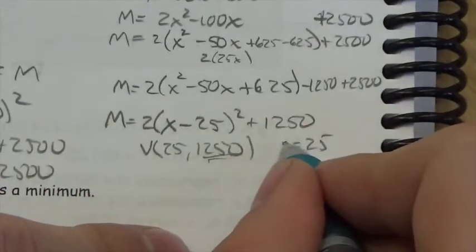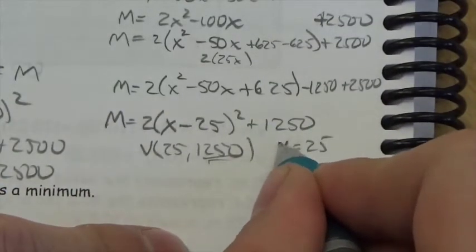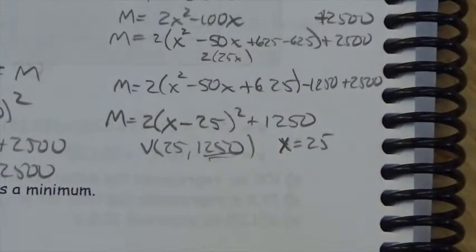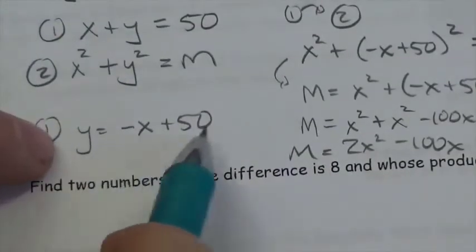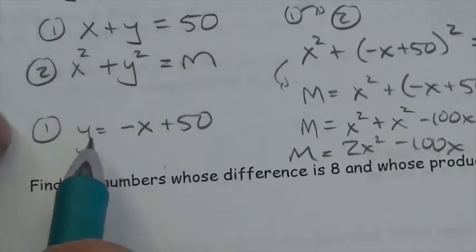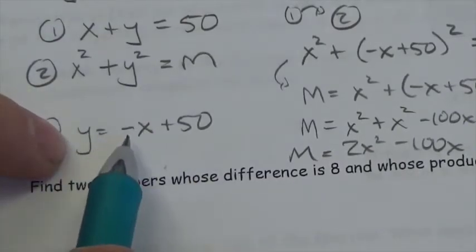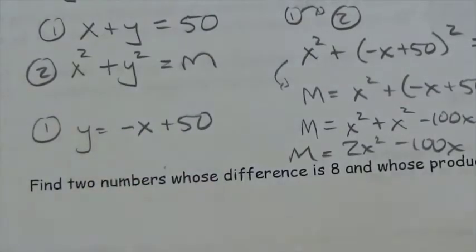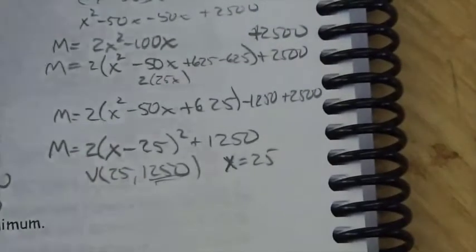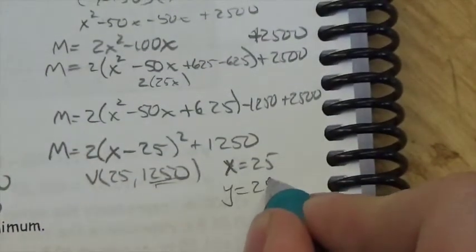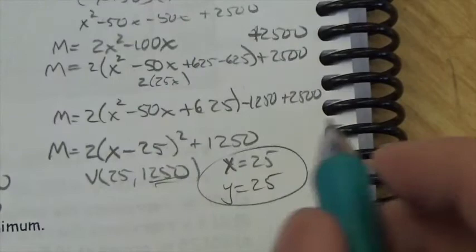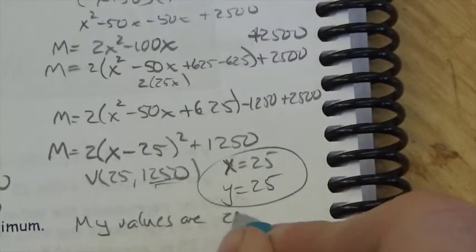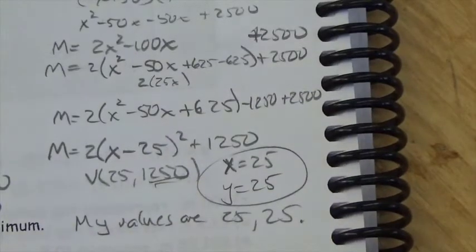But this doesn't tell me what the two numbers are. All I know is the one number from that. Oh, if only I had some way of figuring out what the other number was. Oh yeah, right there, I had come up with an equation for y. y is equal to negative x plus 50. Now, plug the 25 in there. Negative 25 plus 50 is 25. So my two numbers here are 25 and 25. Good.